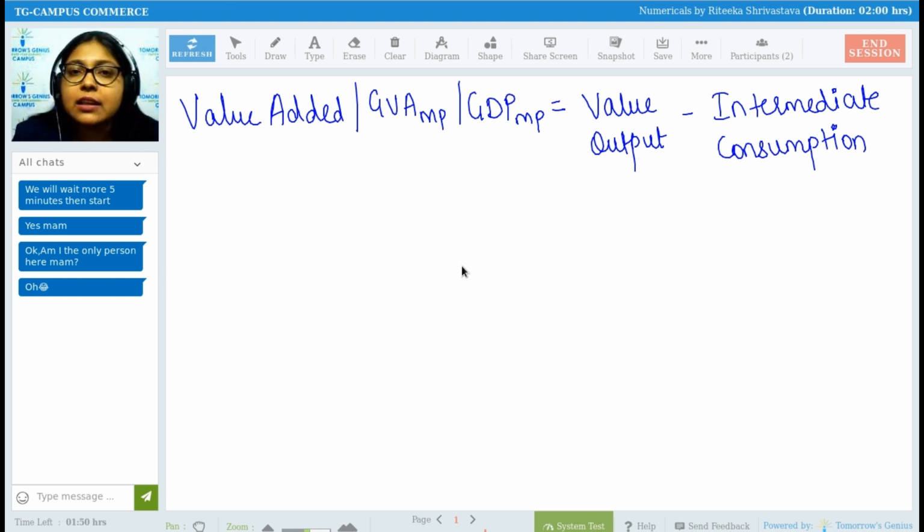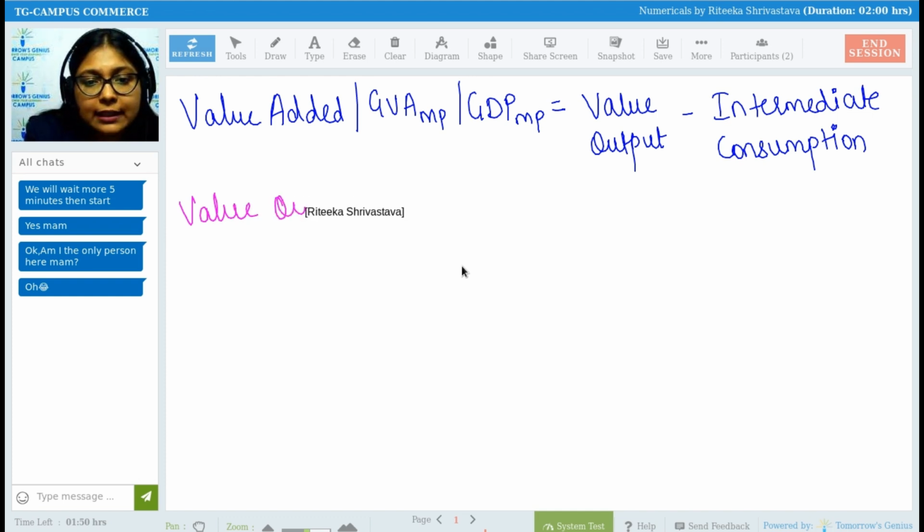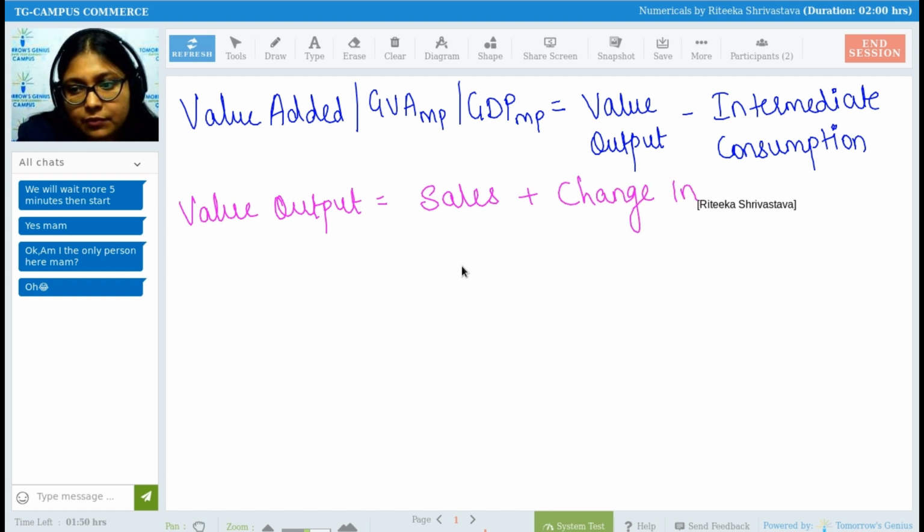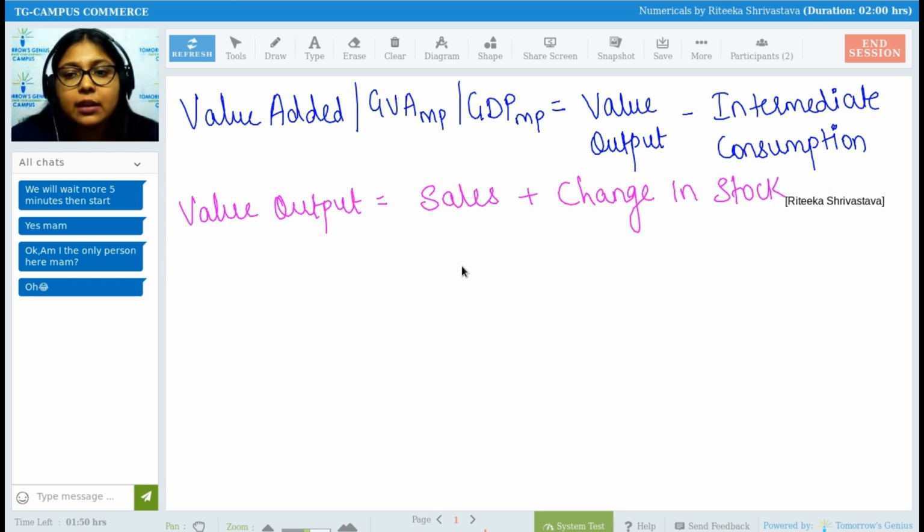Now, if everything is directly given to you in the question, then you can just put in the values and find out GDPMP or GVAMP. But what if value of output is not directly given in the question? Then how are you going to find value of output? In that case, the formula to find value of output is sales plus change in stock.